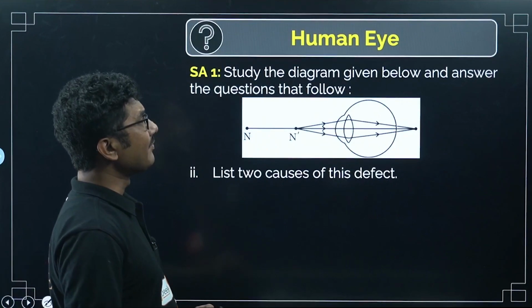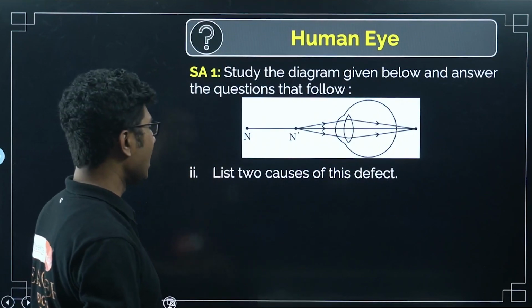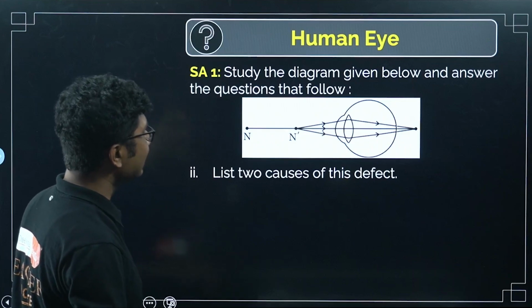Study the diagram given below and answer the questions that follow. List 2 causes of this defect. So what are the possible 2 causes?